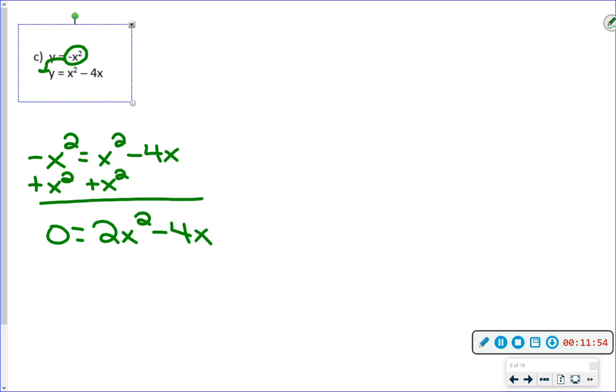Luckily, this one factors. Avery already said, let's take a 2x out as the GCF. And what are your two answers for x? 0 and... Now, because we have multiple answers, I'm going to write them ordered pair style, so I have specifically what goes to what.